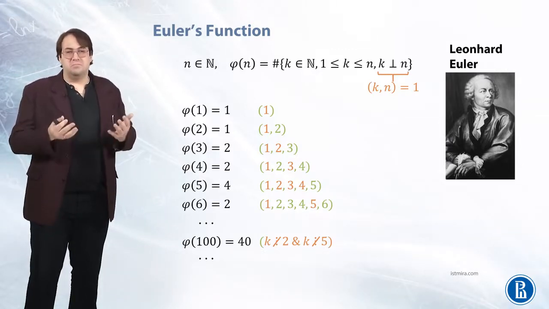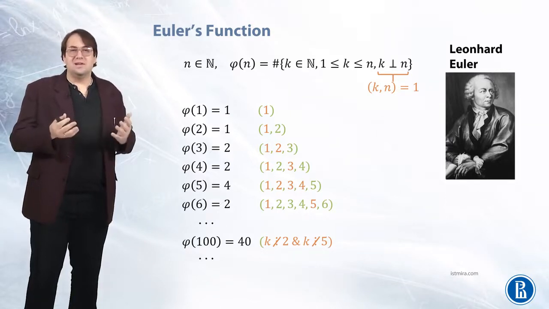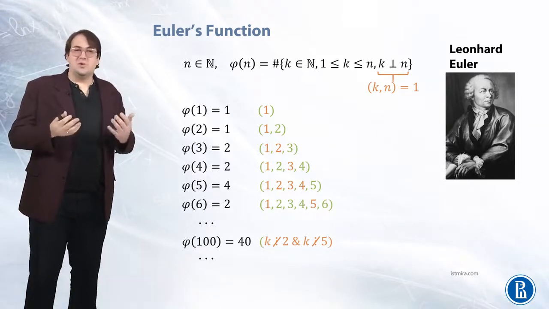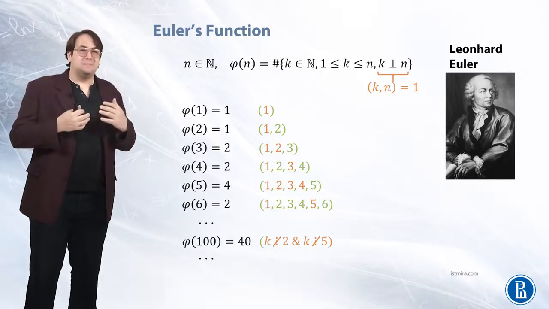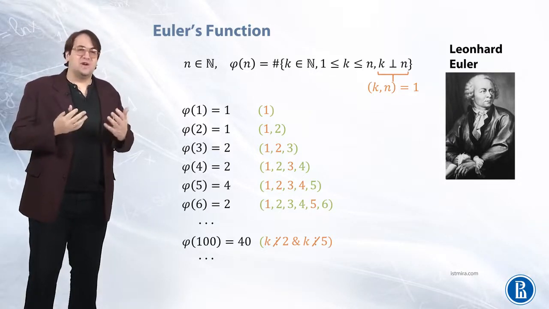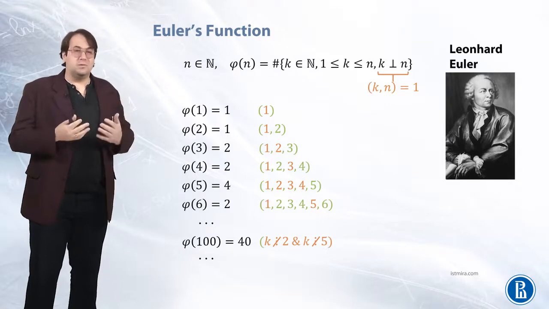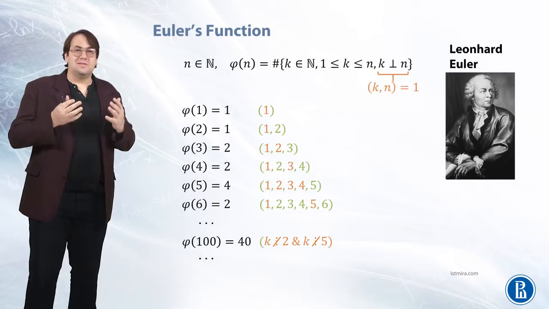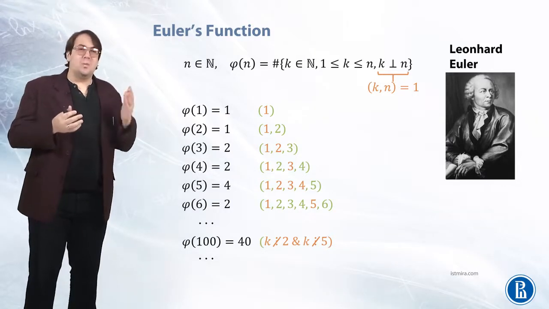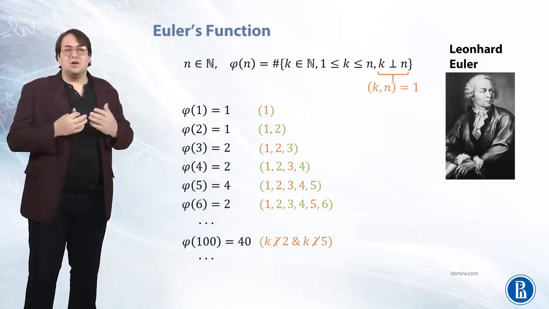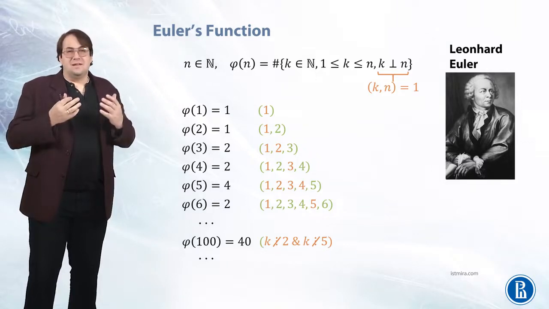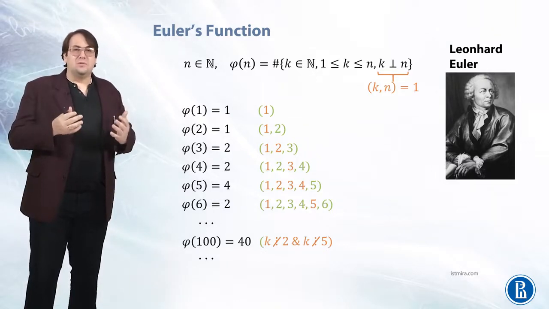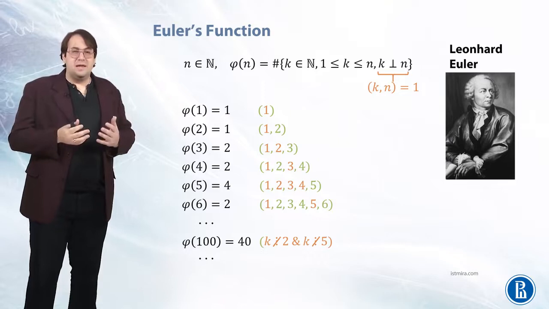And in order to show you that there are values of Euler's function greater than 10, here we can see that Euler's function of 100 is equal to 40, and it is the number of all positive integers from 1 to 100 that are divisible neither by 2 nor by 5.